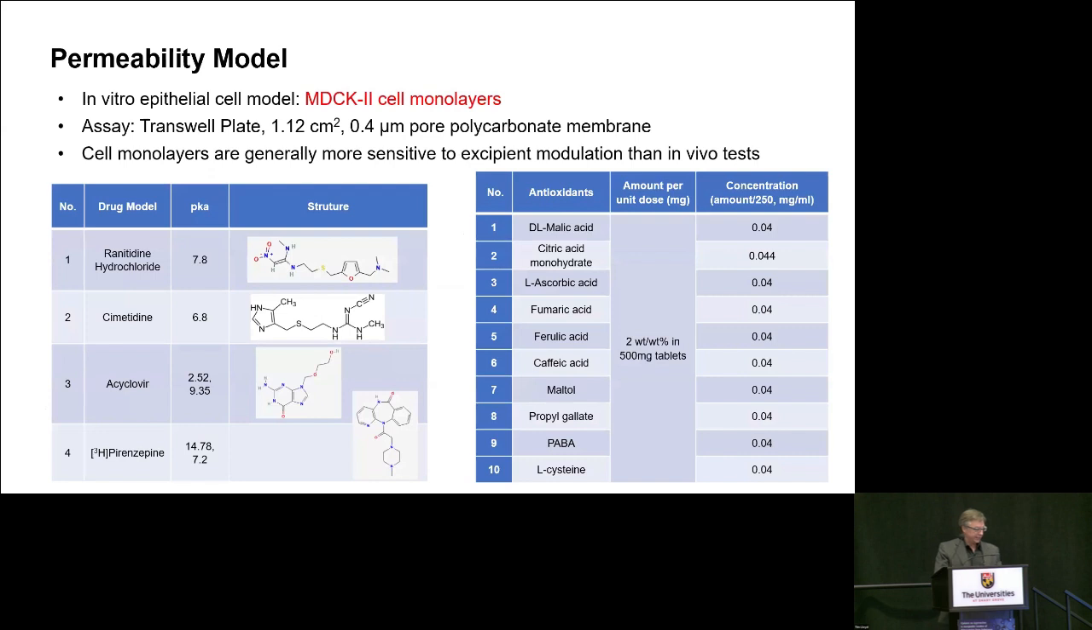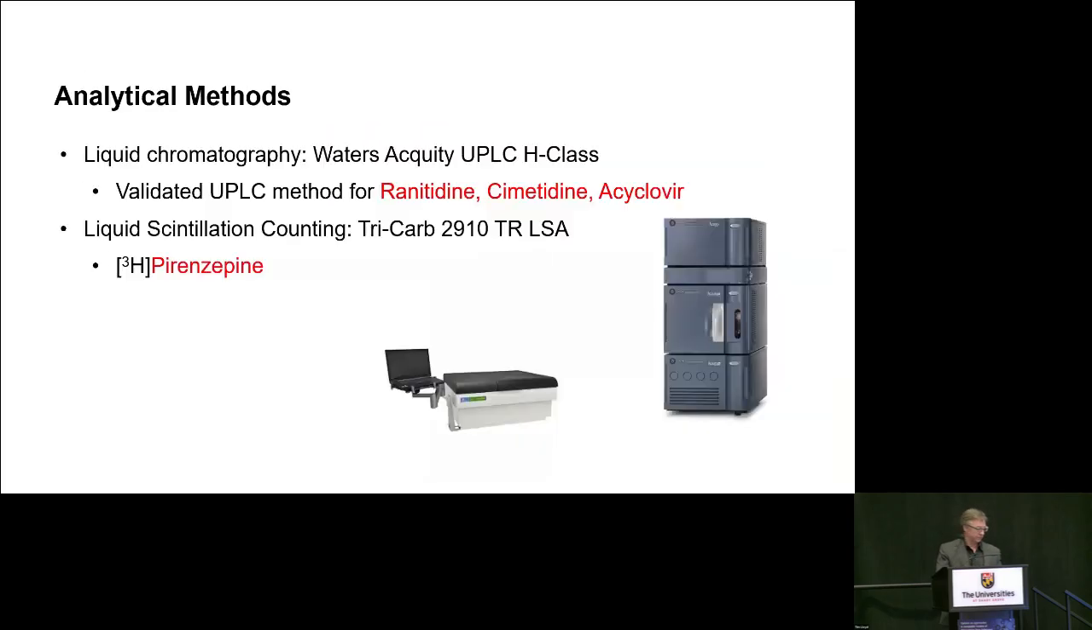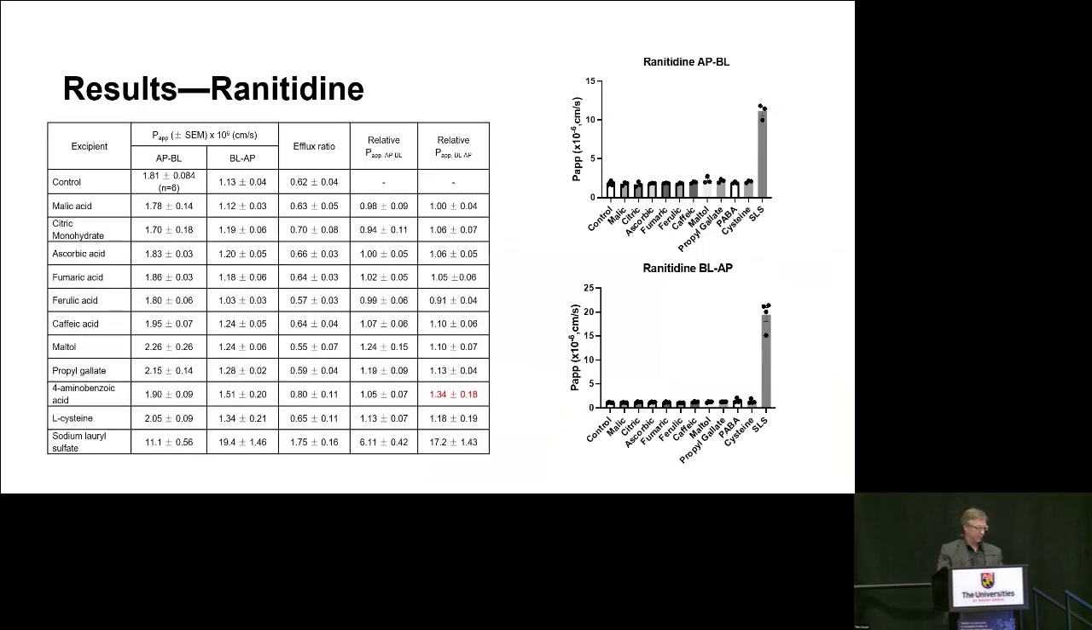Again, we're using MDCK cells, structures there for the four. These are very familiar BCS class 3 prototype drugs. And the 10 antioxidants are listed on the right side. I think this is with maybe 10 milligrams per tablet would be the way in which we constructed these concentrations. We used some chromatography and liquid scintillation counting. And so the next couple of slides are just kind of results. They all kind of look the same because there was really nothing remarkable.